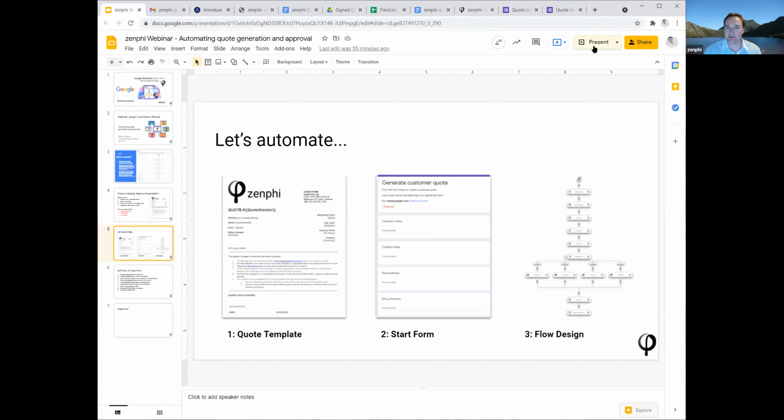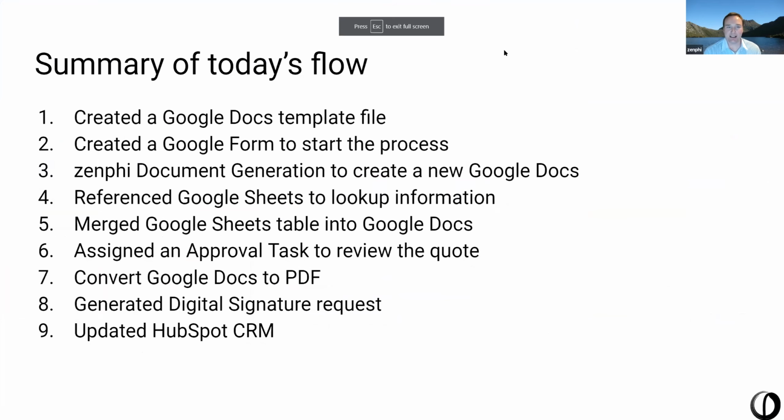Okay, so just jumping back into the slides, just a very quick recap of everything we did there. There's quite a lot to get through, but as you can see, using Zenphi, automating this stuff, once you get the hang of it, is pretty straightforward. We created just a Google Docs file, but we tagged it up as a template so that Zenphi could pick up on those different placeholders and we could use that as part of our flow. We used a vanilla Google form to collect information that we need to feed into our process to start it off.